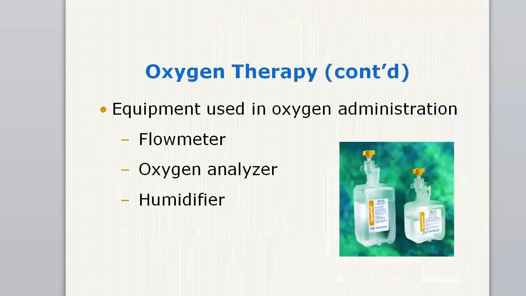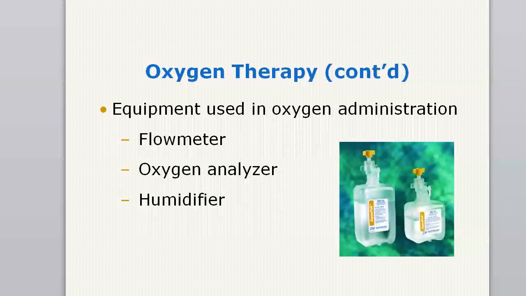And also you see here oxygen used, equipment used in oxygen administration. Obviously the flow meter that I showed you in the prior slide, and then there's an oxygen analyzer. And then on the right here, you see these disposable bottles of sterile water, and this is to provide humidity to your patients, especially if their oxygen flow rate is usually above 4 liters. Sometimes that can be very drying to the mucous membranes in the nares, especially if they're on a nasal cannula.